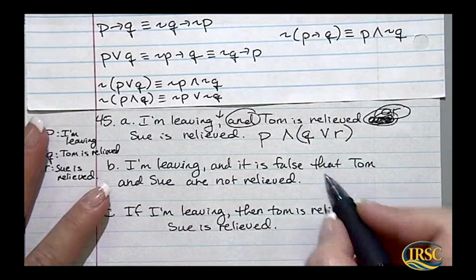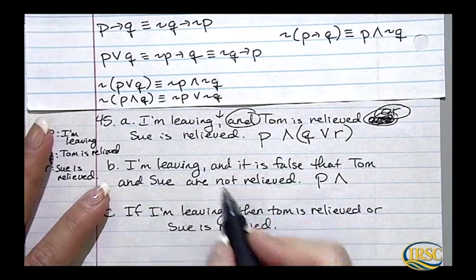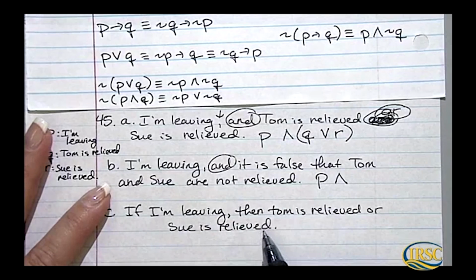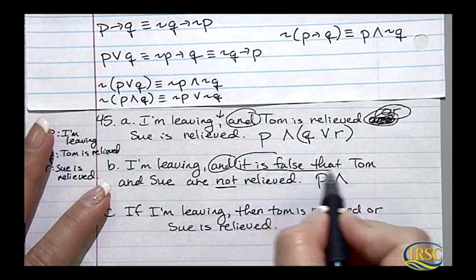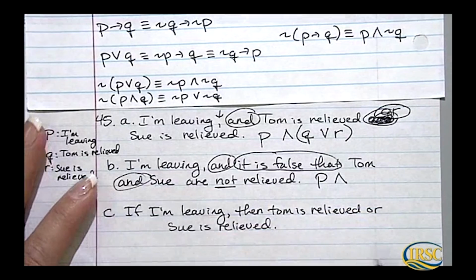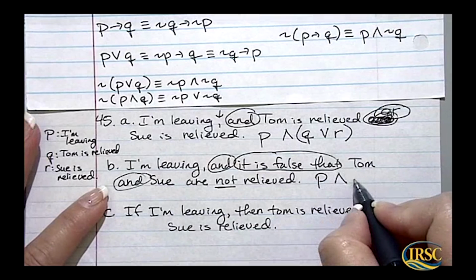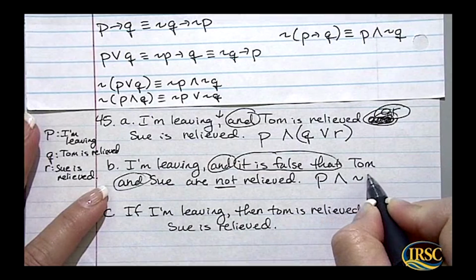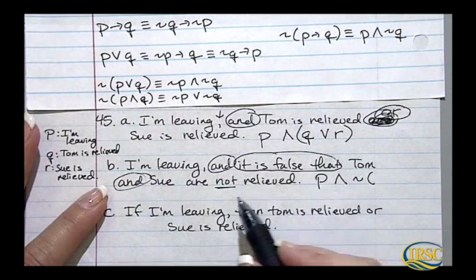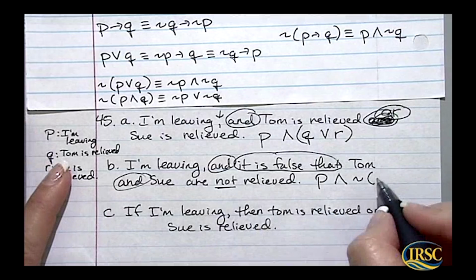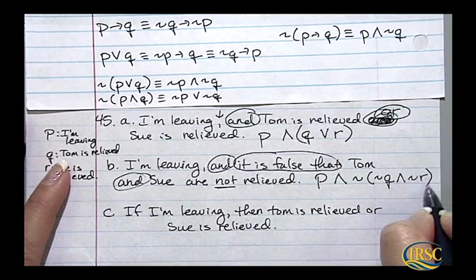Okay, the second statement, P and, oh, what other keywords do we have? I forgot to do that part. Okay, not. It is false that. And. Okay, so P and, it is false that means I need a negation outside parentheses. So that takes care of the comma as well. It's all in one spot. Okay, so Tom and Sue are not relieved. So that means I have a not Q and not R.